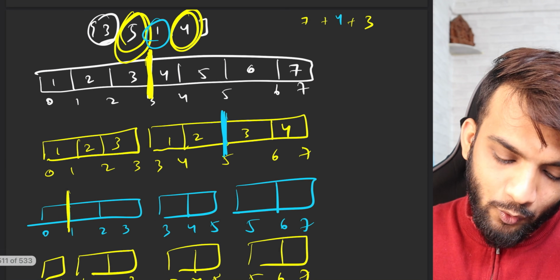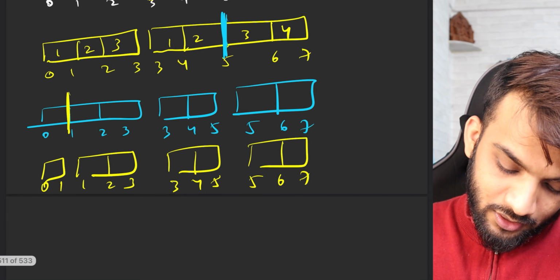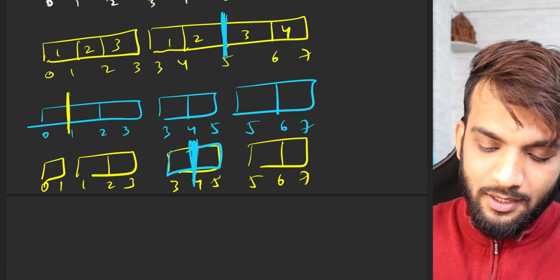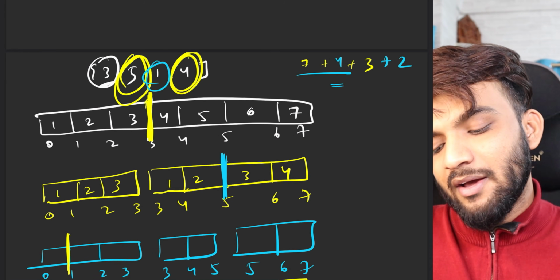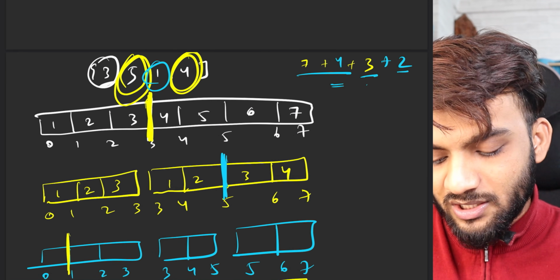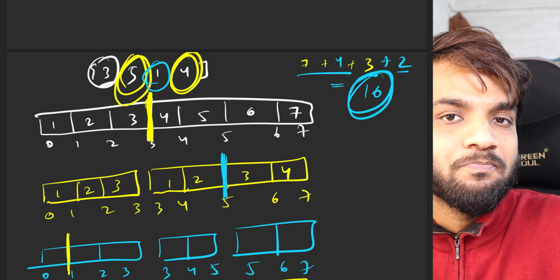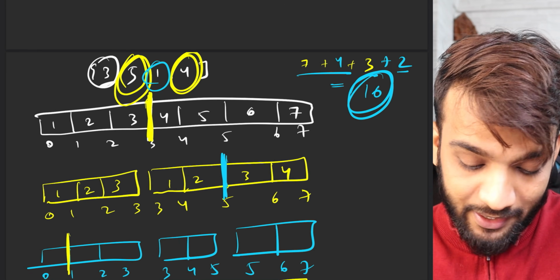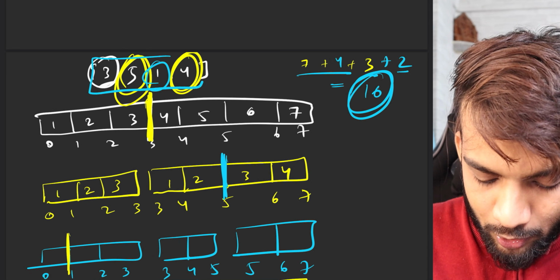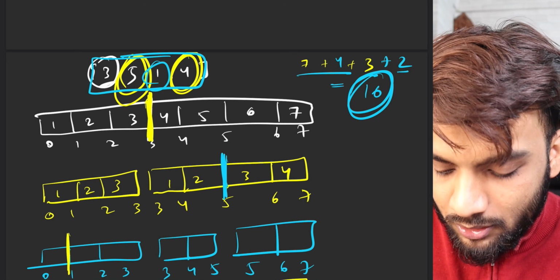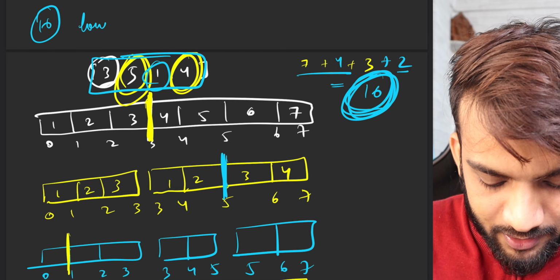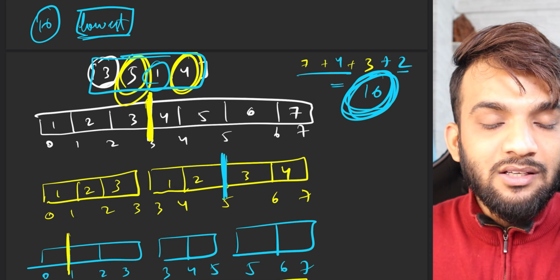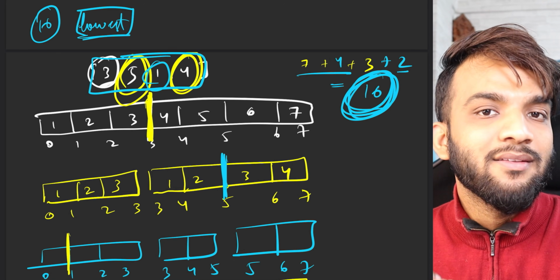Next I'm saying cut it at 4. If I'm cutting at 4, definitely this is a length 2 stick. So the total cost that comes up is 7 plus 4 is 11, plus 3 is 14, plus 2 is 16. So I got a lower cost. You can try out all orders, and you will see that if you follow the order of 3, 5, 1, 4, this is the lowest cost that you'll get, which is 16. You can't go lower than this.